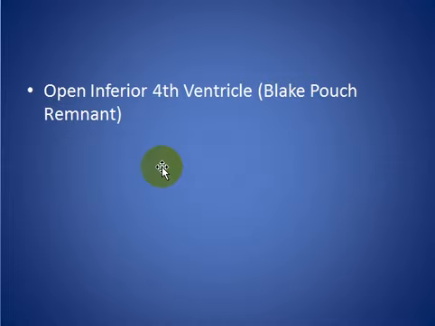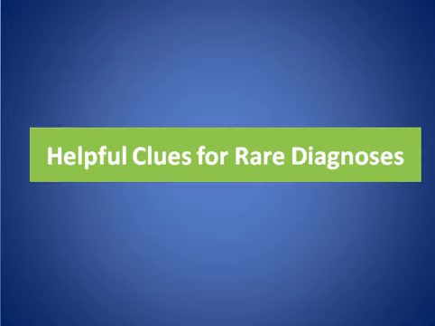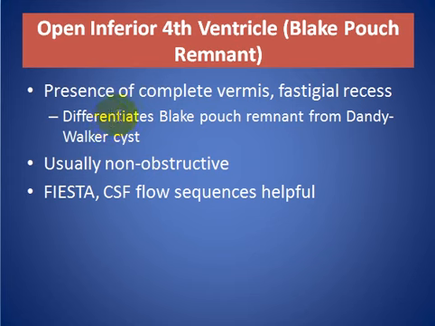Rare causes: an open inferior fourth ventricle, a Blake pouch remnant, and it is the presence of a complete vermis, fastigium, versus differentiating Blake pouch remnant from Dandy-Walker cyst. It is usually non-obstructive. Ventricular and CSF flow sequences may be helpful.